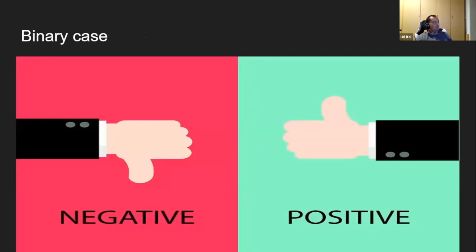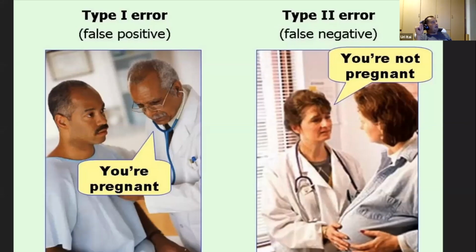Okay, let's start with the binary case. We'll do a recap of that, and then we'll go back to the multi-class case. Binary classes means that you have only two classes. One class, let's say, is positive, the other is negative, and it's a nice start. You probably know this slide. Type 1 error is when a man is predicted as pregnant, which is obviously a false positive, and type 2 error is the false negative, where the doctor tells a pregnant woman that she's not pregnant.